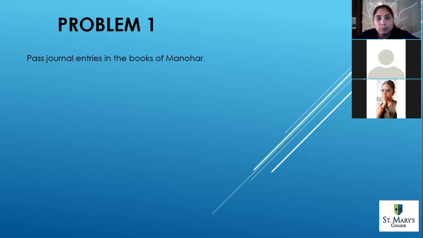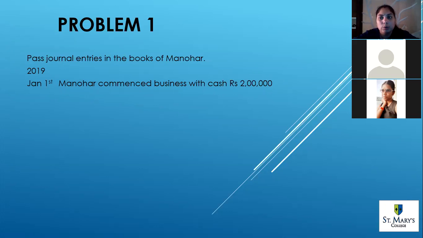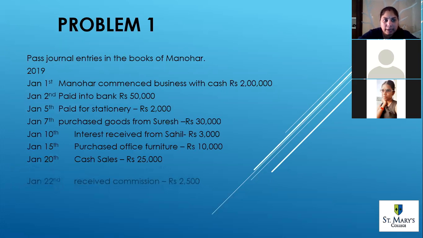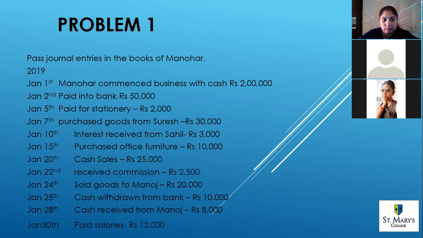So we look at our first problem. Problem number 1, pass the journal entries in the books of Manohar. So he is asking us to write journal entries in the books of Manohar. Whenever we are doing these transactions, we will assume ourselves as the owner and then we will do it. So it becomes easy for us. So right now we will assume that we ourselves are Manohar and we are writing the business transactions in our own books. Right? So he has given us the year, he has given us the dates, and he has given us all the transactions. Right?